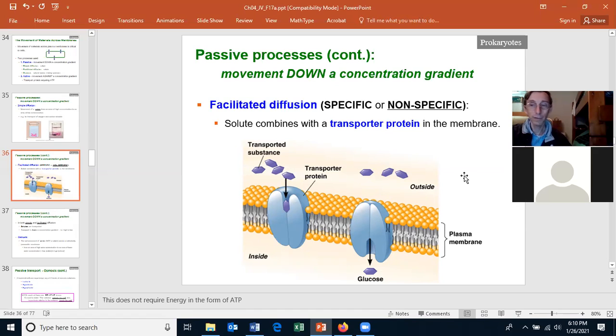All right, did I confuse anyone talking about glucose? Facilitated diffusion, remember, does not use ATP. Active transport always uses ATP to transport one molecule either into or out of the cell.